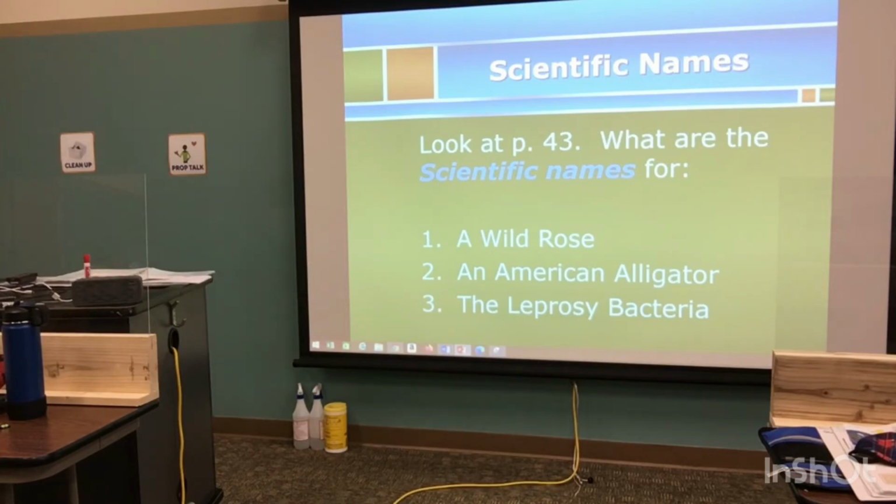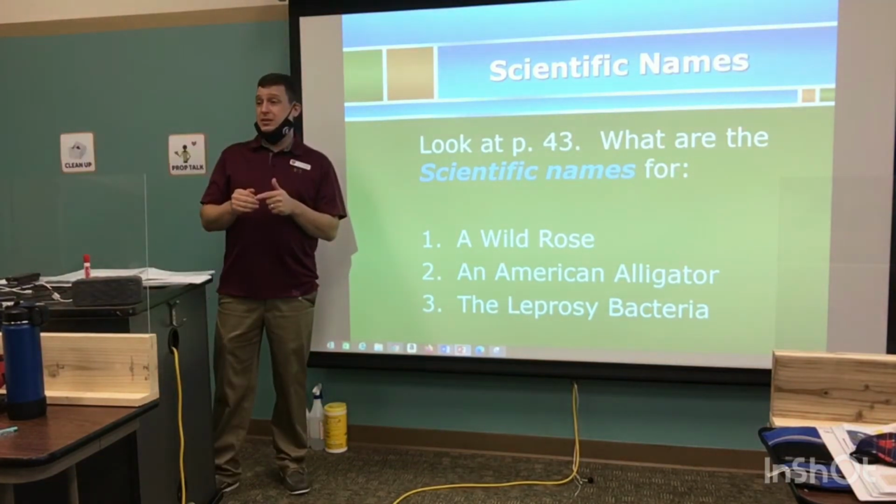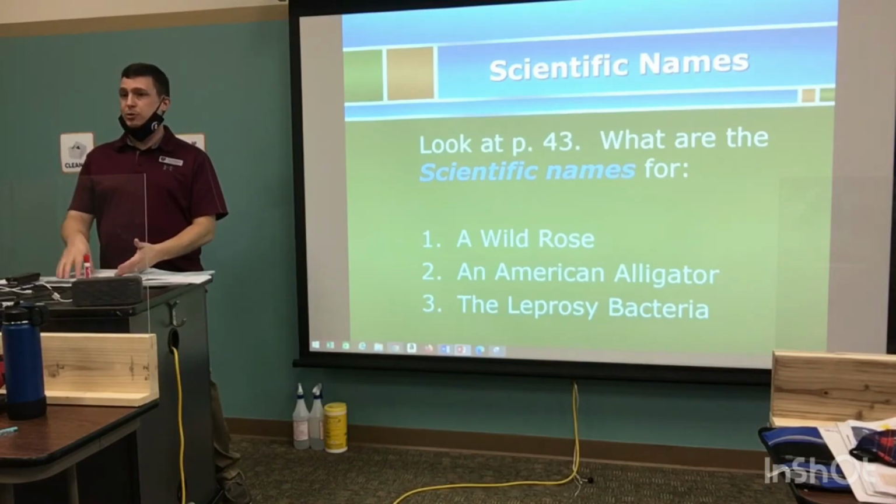All right, so go ahead and on your own, in your notes, write down the scientific name of these three species: the wild rose, the American alligator, and the leprosy bacteria. All right, looks like you guys are doing stellar here. The nice thing is, everything is in front of your face. It's in the textbook, isn't it? You just have to put it in proper order.